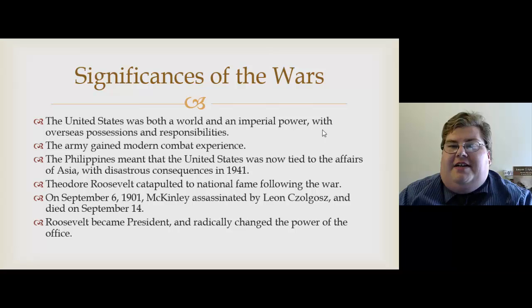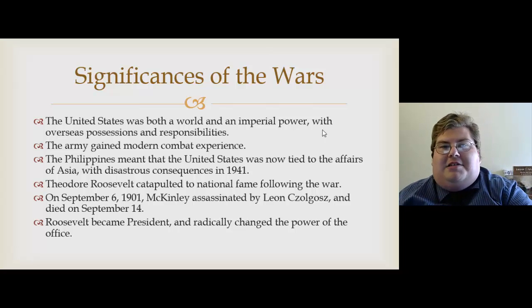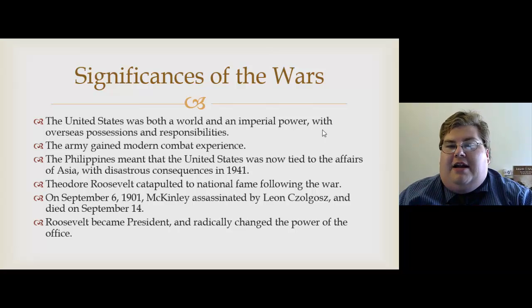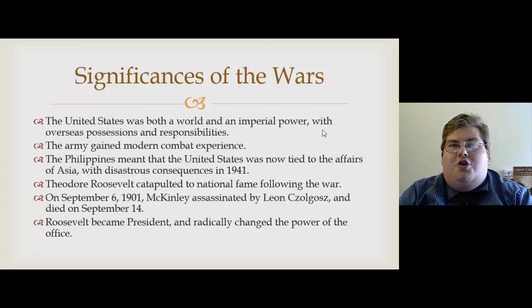So what are the significances of the Spanish-American and Philippine-American Wars? This makes us now both a world power, in the sense we've now beaten Spain. We have a first-rate military. We can project our influence over the entire planet. But we're also an imperial power. We have overseas possessions, numerous islands, the Philippines. We have responsibilities. The army gets modern combat experience.